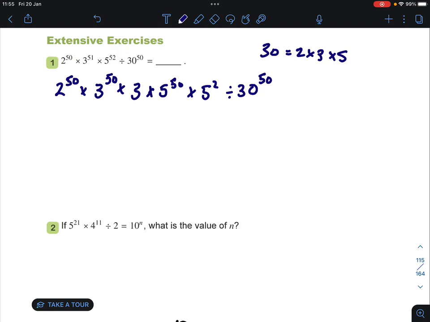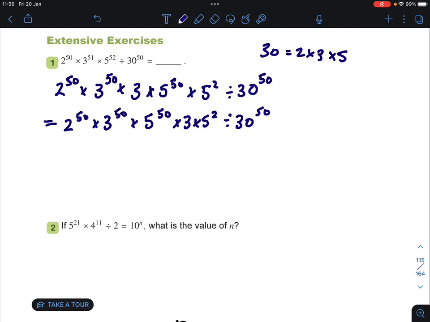So by combining the 2, 3, and 5, and I'll put them in the right order for you so you can see, we end up with 2 to the power of 50 times 3 to the power of 50 times 5 to the power of 50 times by 3 times by 5 squared. That was the extra powers. And then we're dividing by 30 to the power of 50.